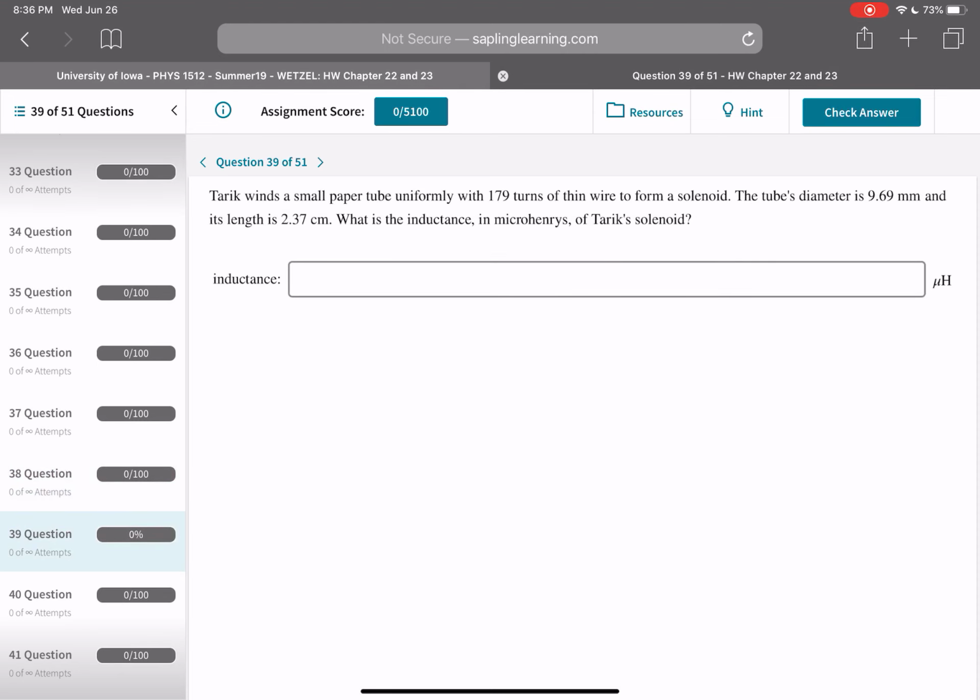Okay, this guy, Tarek, winds a small paper tube uniformly with 179 turns of thin wire to form a solenoid. The tube's diameter is 9.69 millimeters and its length is 2.37 centimeters. So again, you're going to want 179 turns per 2.37 centimeters to get your turns per centimeter. What is the inductance in microhenries of Tarek's solenoid? Just plug that into the equation and solve for that. But again, make sure you put little n in instead of big N.